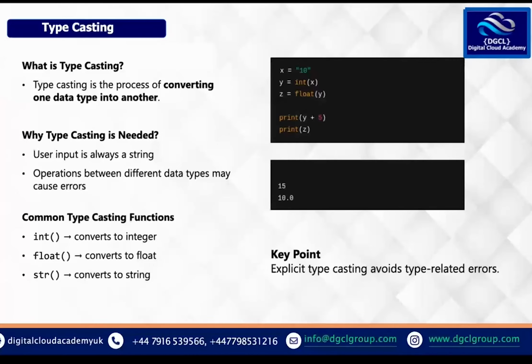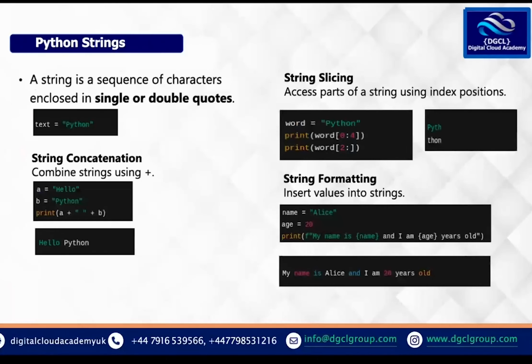Okay, so let's move to Python strings. We know Python string is text. A string is a sequence of characters enclosed in single or double quotes. I told you that earlier. If you start with double quotes, you must end with double quotes. If you start with single quotes, you must end with single quotes. So this is concatenation. Concatenation is combining, joining two data types together.